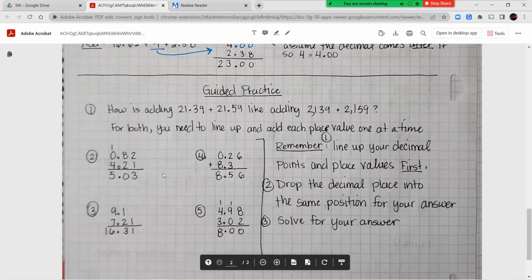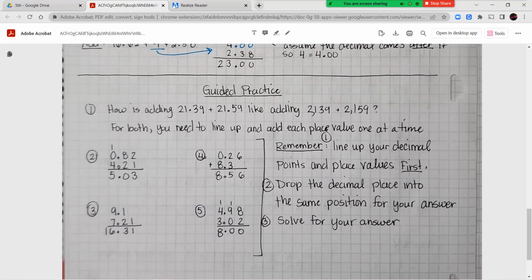Number 4 says 26 hundredths plus 8 and 3/10. So again, there's nothing here, so we can assume it's a 0. 6 plus nothing is 6. 2 plus 3 is 5. Drop that decimal point into its place. 0 plus 8 is 8. So the sum of 26 hundredths and 8 and 3/10 is 8 and 56 hundredths.